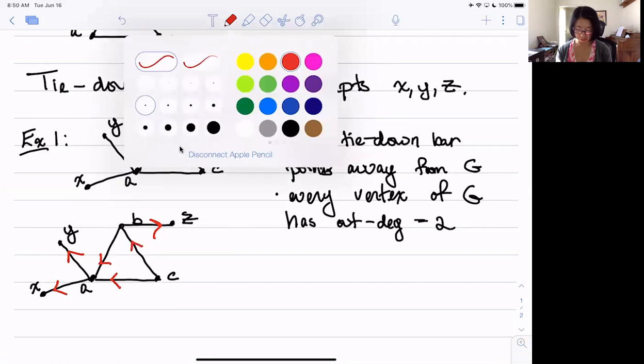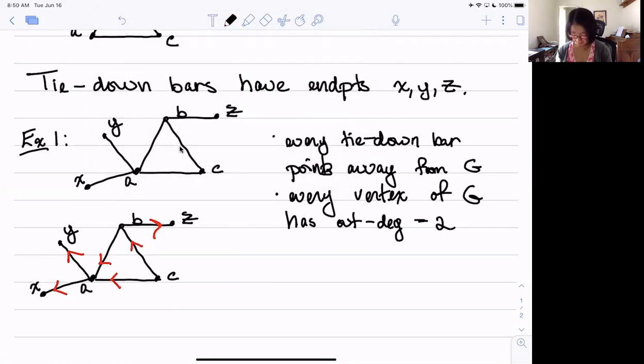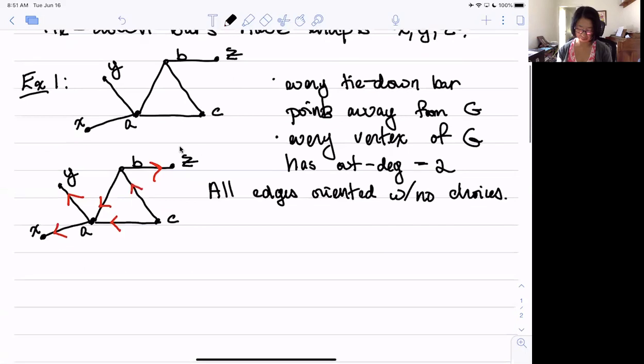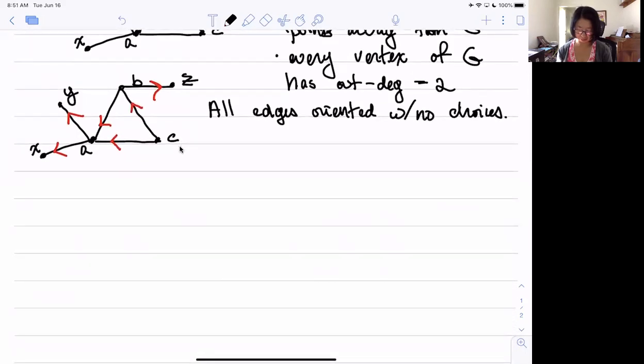So here I'll say that all edges are oriented with no choices possible. And what does the rigidity matrix look like?